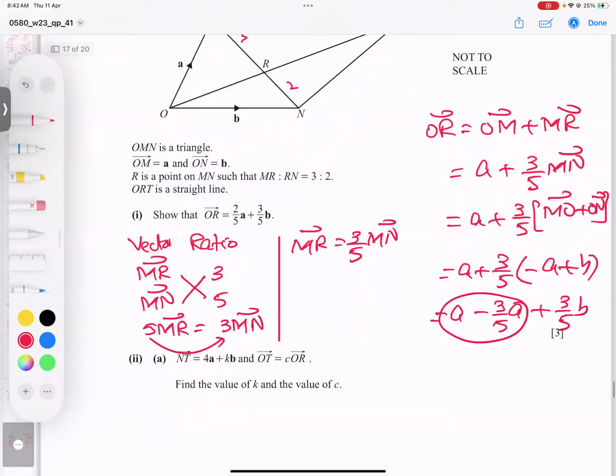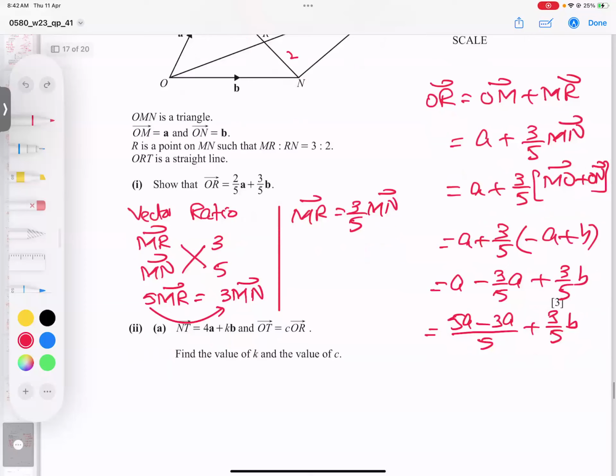Now there are two a's. Take LCM, 5. 5-5 match, negative 3 copy, 3a copy. But here there is no 5, so 5 multiply: 5 times 1 is 5a. If you type it, you've got 2 by 5a, and plus 3 by 5b. So alhamdulillah, you saw, we have proved it, we have done our job. So this part is very clear, students.